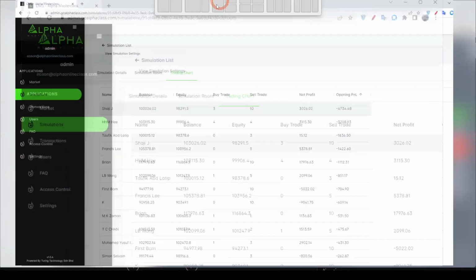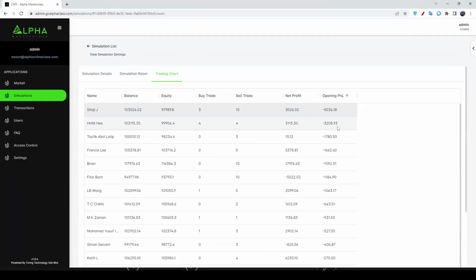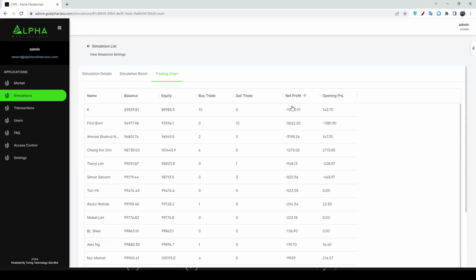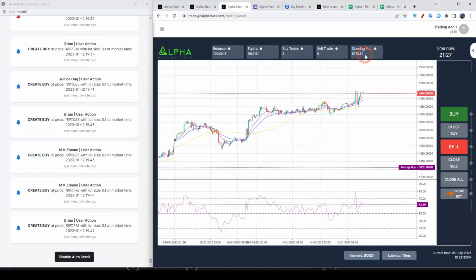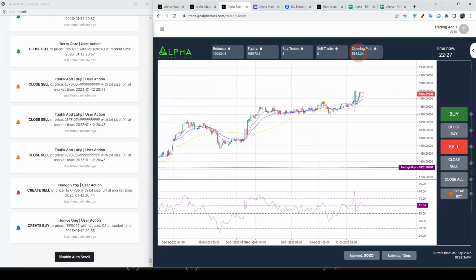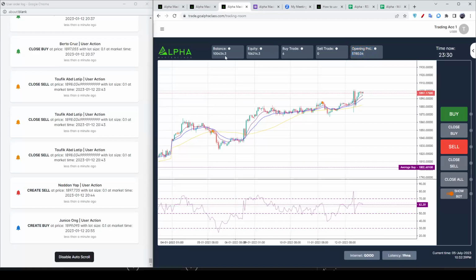Alright. You see HHM, did you notice that your drawdown, your opening P&L remain there? Zaman, not bad, huh? Climbing up. Junong, you can actually see your drawdown one. Look into your opening P&L. Your opening P&L is actually a drawdown based on the initial balance of 100,000.